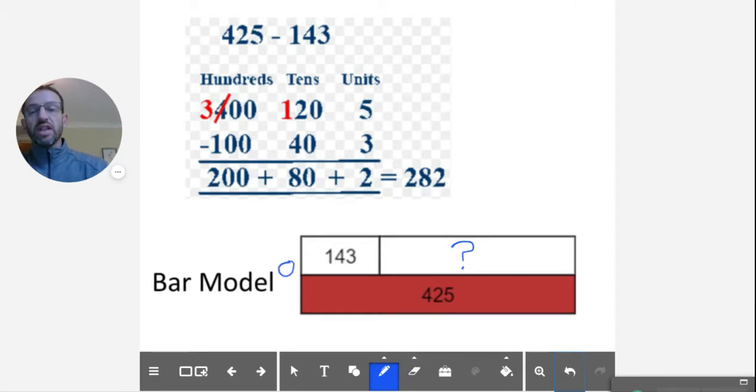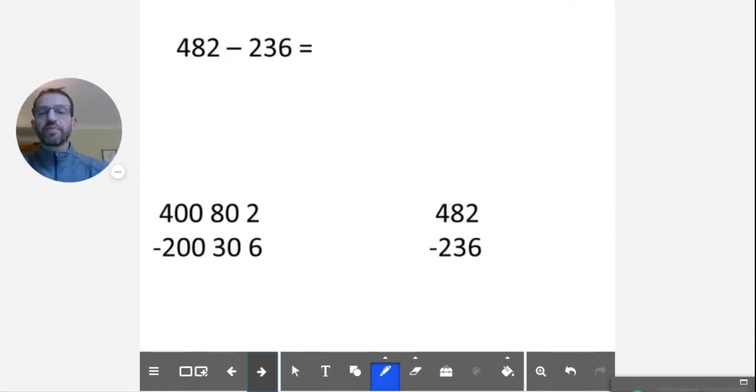If this is a number line and that's 0, and it goes all the way up to 425, then we know that whatever jump this is is going to help us find our answer. And 143 added to this unknown number here will give us 425. So whichever method you want to use today, you're going to have to use them to answer the questions.